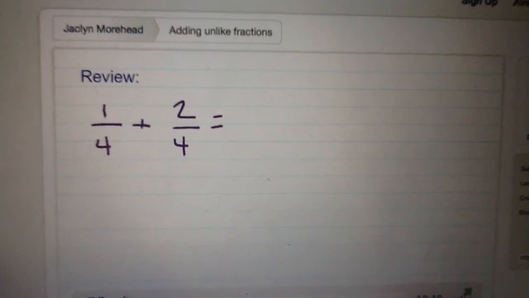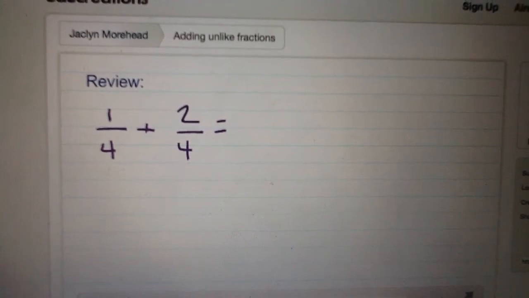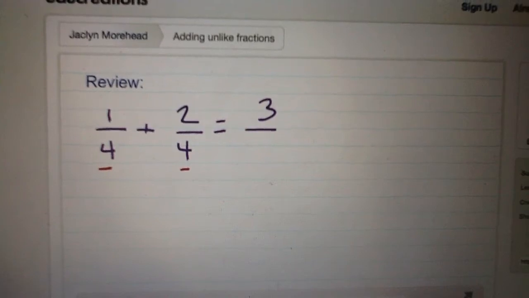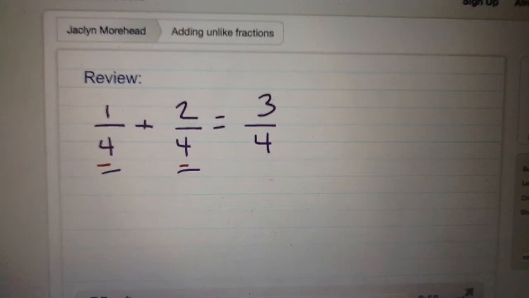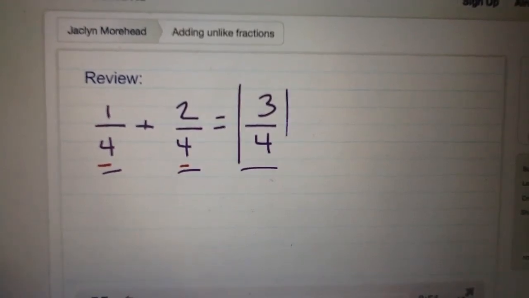Alright, so we're going to review by doing one problem that is adding fractions with like denominators. And remember, that means that my denominators are both the same. So in this problem I have 1/4 plus 2/4, and that equals, add my numerators, 3/4. Remember, my denominator stays the same, 4, 4, 4. Only my numerator is changing, so my answer is 3/4.